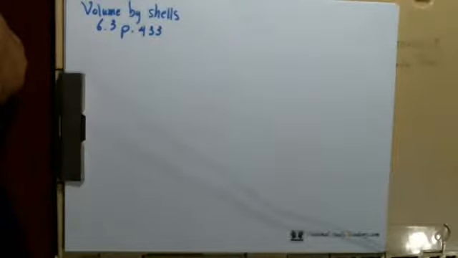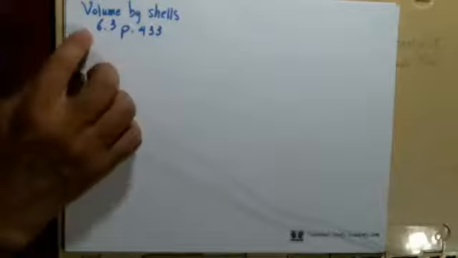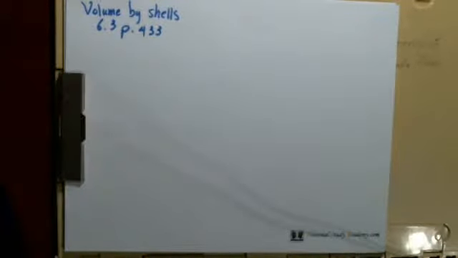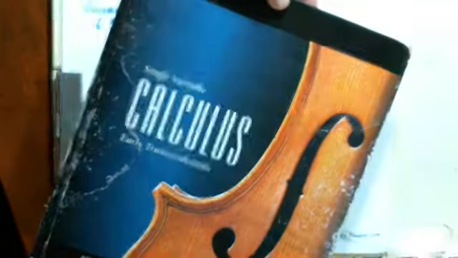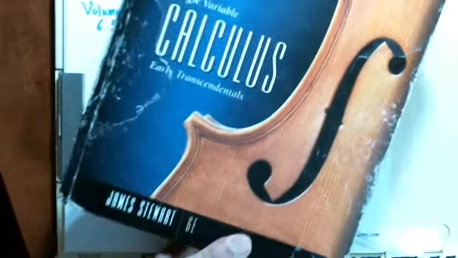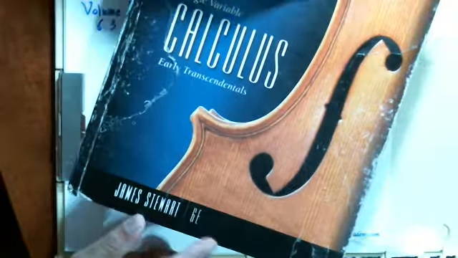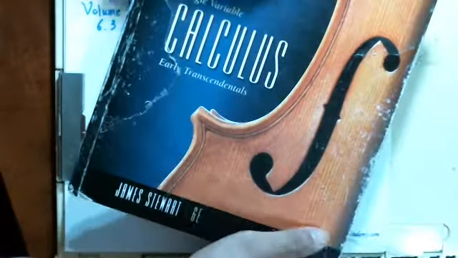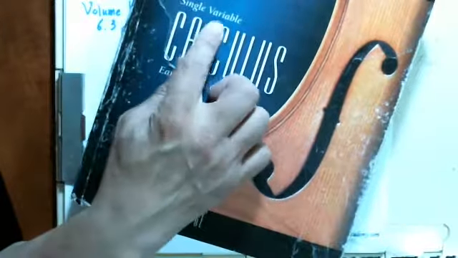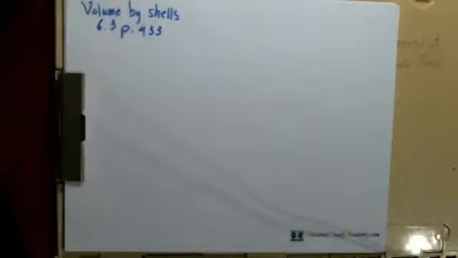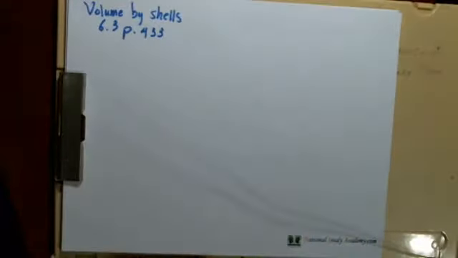Hi. Some students came up to me and asked me how to do volumes by shells. This is chapter 6, section 3 on page 433 of the James Stewart book. The James Stewart book is used in colleges as well as most high schools now for single variable anyways. They usually use it for multivariate calculus too, but for now we're going to be using just the single variable calculus stuff.